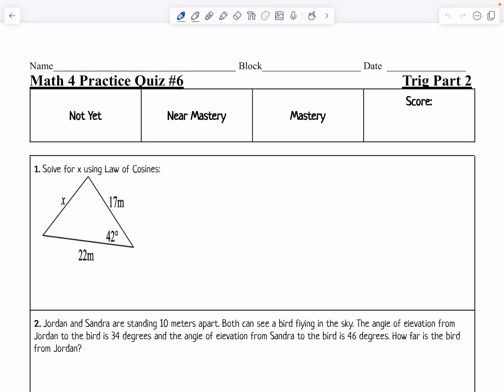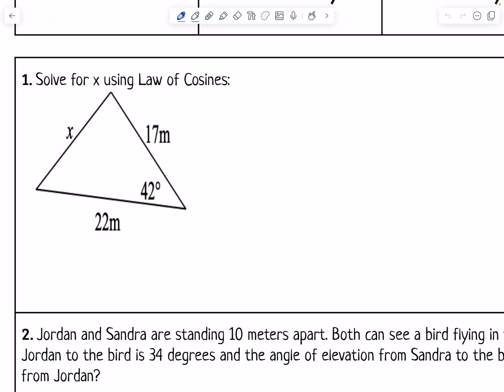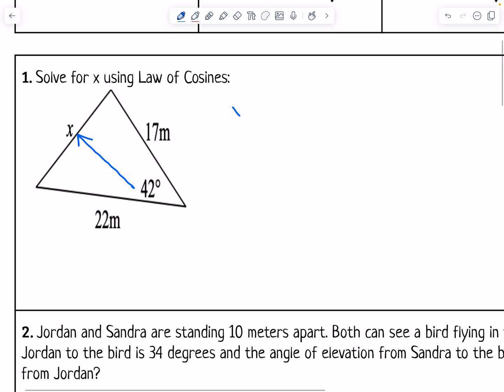In this video, we're going to take a look at practice quiz number 6 on trig part 2. Number 1 says solve for x using law of cosines. So I see that I have an angle of 42 degrees and I'm looking for the side across from it. So I want to set up the law of cosines with the side squared. So x squared will equal, and then I need to use the other two sides that I have first.